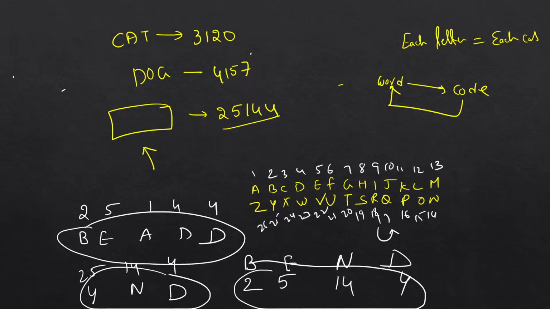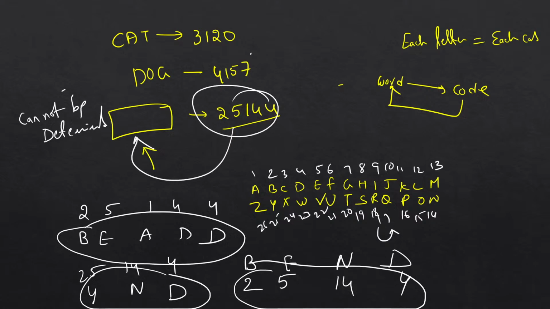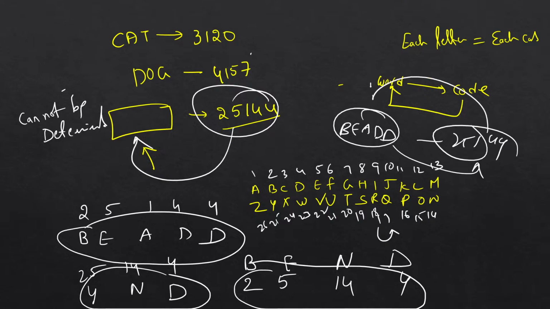So that's why the answer here is cannot be determined, because it is not possible to find out the exact decoded form from the coded word. If I know the word is BEADD, then I can say the answer is 25144. From the word you can get the code. From the code you may not get the word always. That's why here the answer is cannot be determined, because we are getting three different combinations for the same decoded form. I hope this one is clear. So remember, here the answer is cannot be determined.